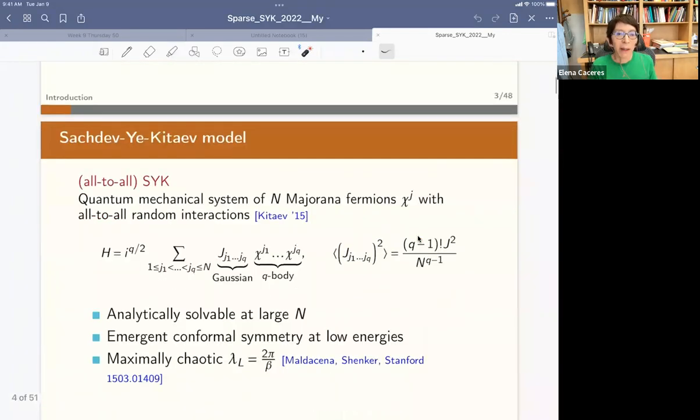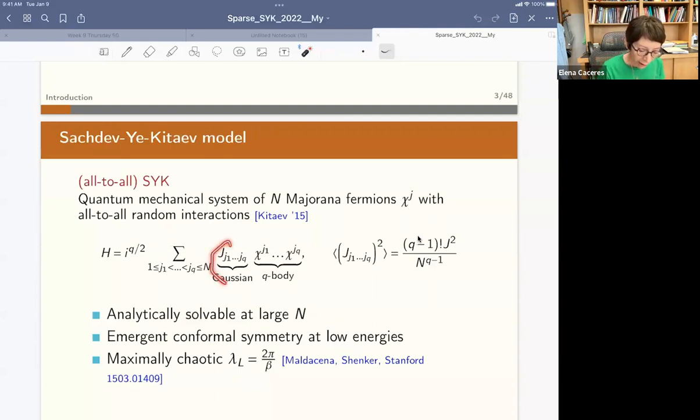So just a reminder about the SYK that probably you all have seen before. We have n Majorana fermions with all-to-all random interactions. This is a q-body interaction. Usually it's taken with q equals 4, but we will see that q equals 8 also has very interesting, probably more interesting, results, but it's more numerically demanding.